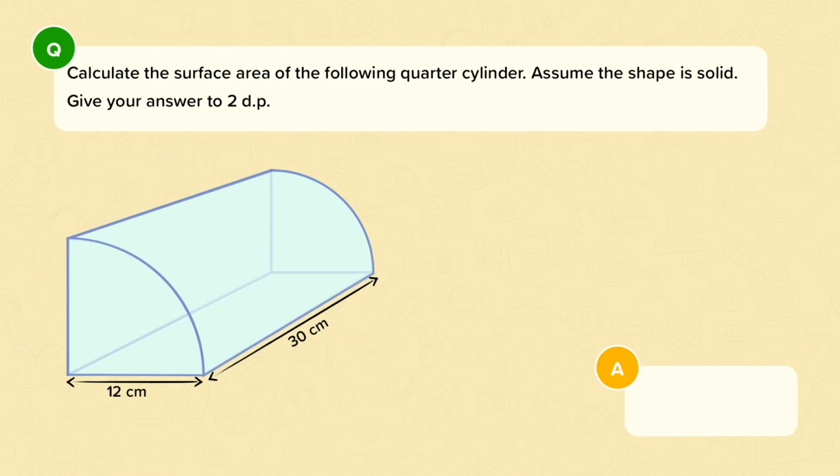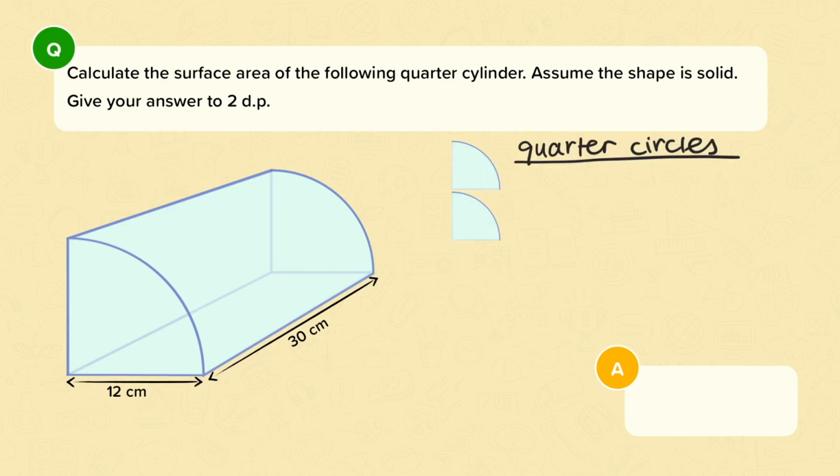So let's try another example. This time we're calculating the surface area of this shape, which we're told is a quarter cylinder, and we're assuming the shape is solid, so that means that we're going to need to calculate every surface. So we have this end here, which is a quarter of a circle, the same quarter circle back here at the back of the shape, then we have this curved surface, and then we will have over here a rectangle, and in the base another rectangle.